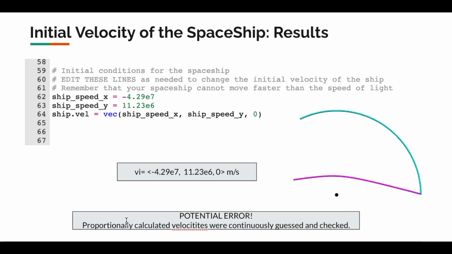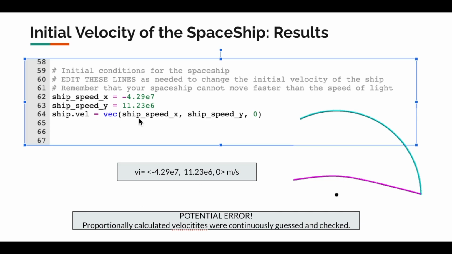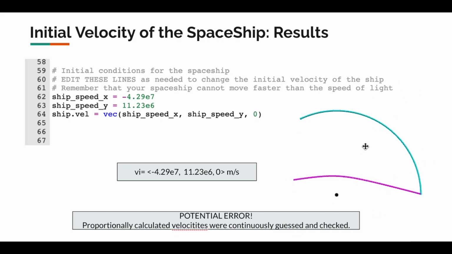And so the results we got from this are as follows. I did a trial and error for the ship speed and the x and y components, and these values, the negative 4.27 times 10 to the power 7, and this speed for y, seemed to work very well. It did not give me a crash note, and the trajectory seemed pretty reasonable. And now of course there may be potential sources of error, as these velocities were guessed and checked, but these initial velocities work pretty well.